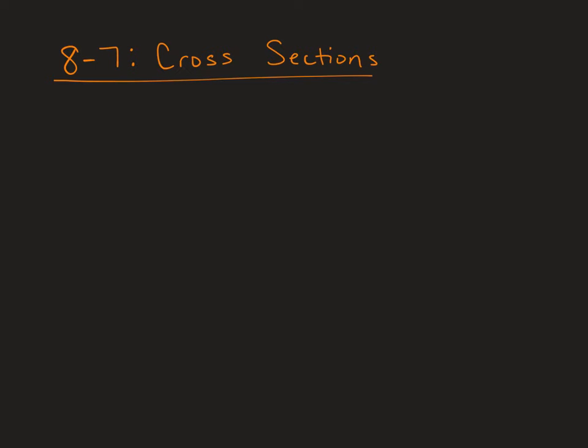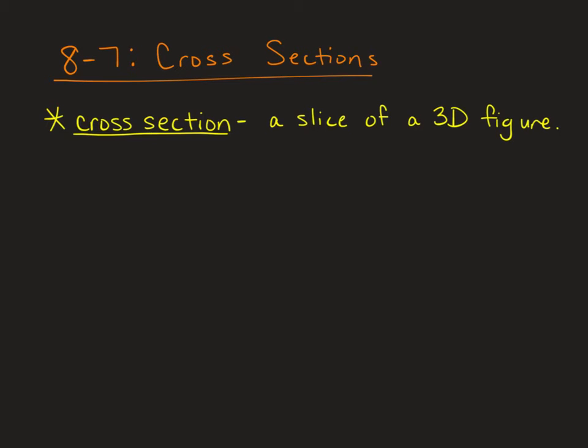Lesson 8-7 is about cross sections, and this is beginning a unit on three-dimensional figures. A cross section is just a slice of a 3D figure. You could think of a loaf of bread. If you take a slice of it, you're just taking one of those little slivers of the bread that makes roughly a square or rectangular shape, and that would be called the cross section.